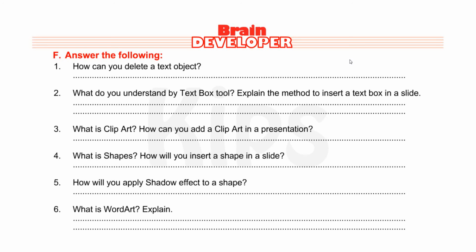Next one. How will you apply shadow effect to a presentation? So page number 84, the shadow effect. So you have to write, select a shape object and then click on shape effect button in the drawing group on the home tab and select shadow option. A drop down menu will appear. Okay, in this way you can add the shadow effect to the shape.